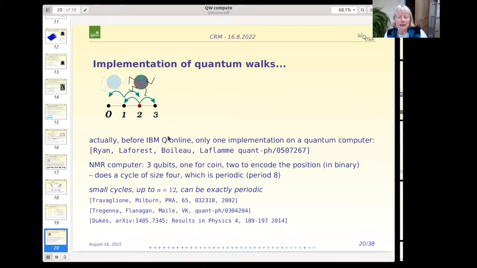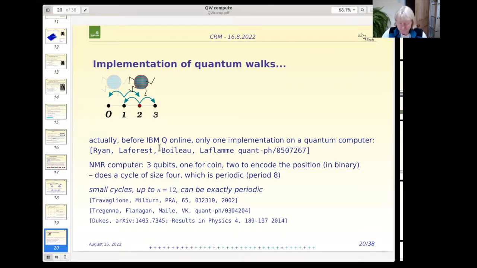IBM Q came online. Anybody could try implementing a small quantum walk on their chips, and they did. And you can't do very many steps. They're very noisy, and it disappears into random output quite quickly. Some of my students have done this. We haven't published it, but it was a very useful exercise in understanding just how limited the first quantum computer chips are.